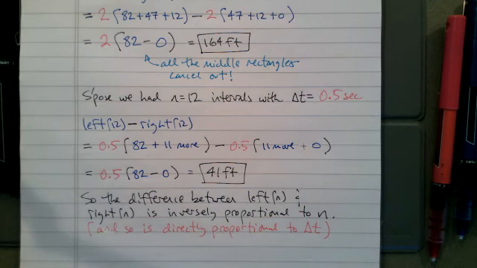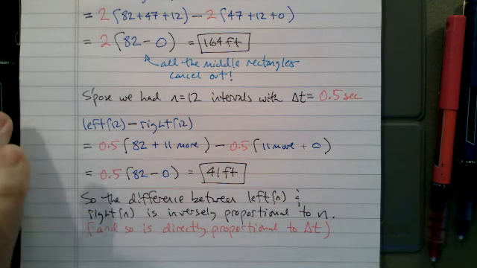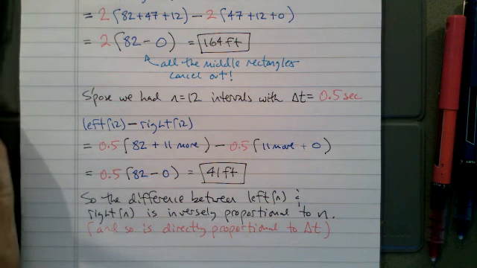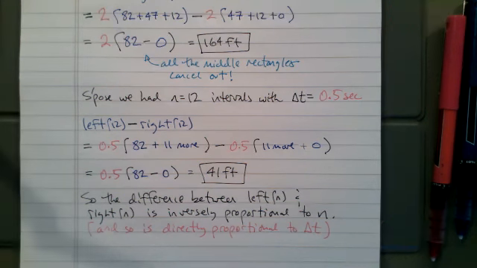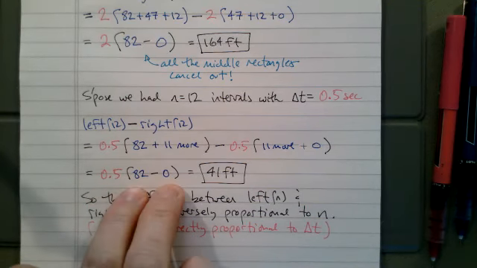Any questions? You were talking about in proportional. We see the difference from left to right is proportional, right? Yeah, the difference between left and right is directly proportional to the delta t. Because it's delta t times the difference between left and right.